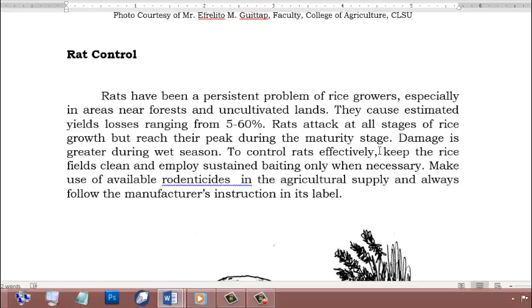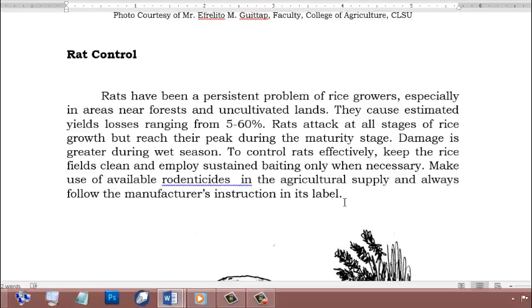Rats attack at all stages of rice growth but reach their peak during the maturity stage. Damage is greater during the wet season. To control rats effectively, keep the rice fields clean and employ sustained baiting only when necessary. Make use of available rodenticides in the agricultural supply and always follow the manufacturer's instruction, its label. Some use traps to control them.